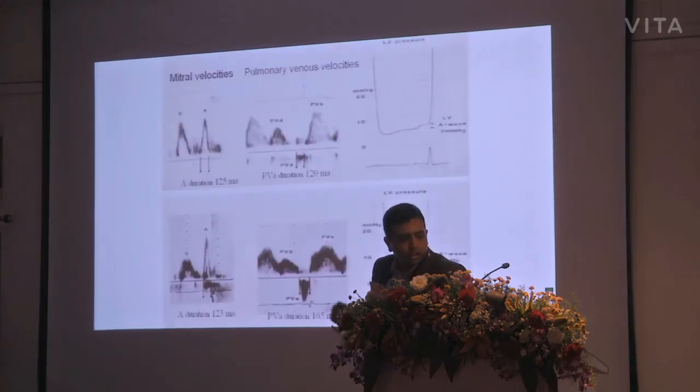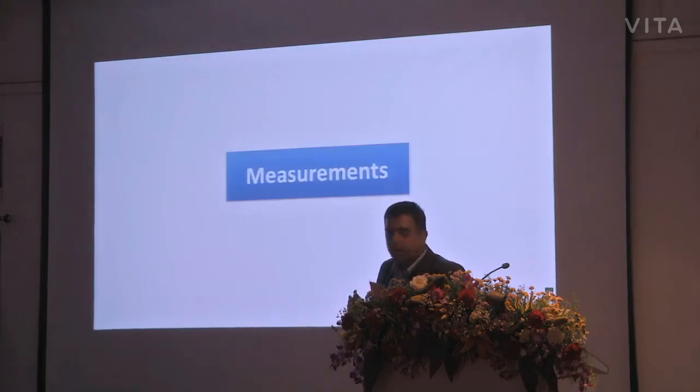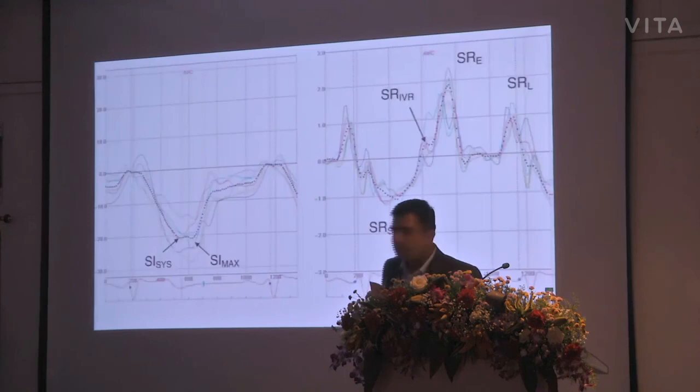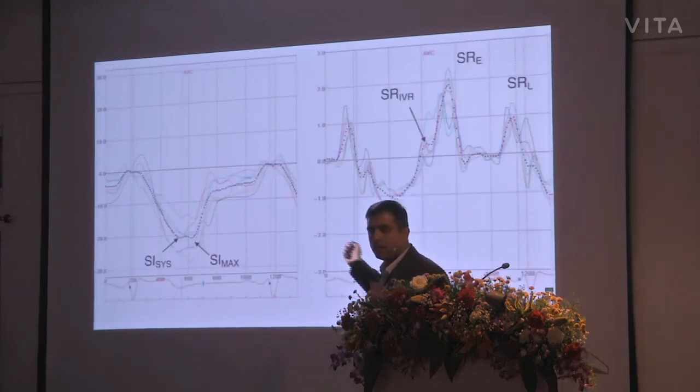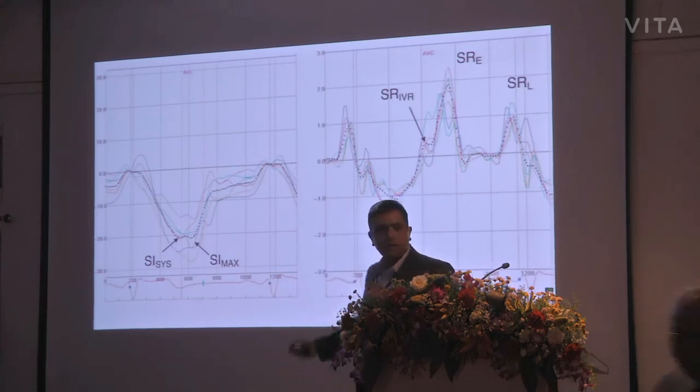This is the earliest study of pulmonary vein, though I personally have not used it for a very long time. This was a 1993 publication in dogs on the correlation of pulmonary vein velocities with the LVEDP. Now, I'm going to very quickly go through what we are going to measure and how we are going to measure it. So these are the strain rate curves here on our right, and this is our strain curve on the left.